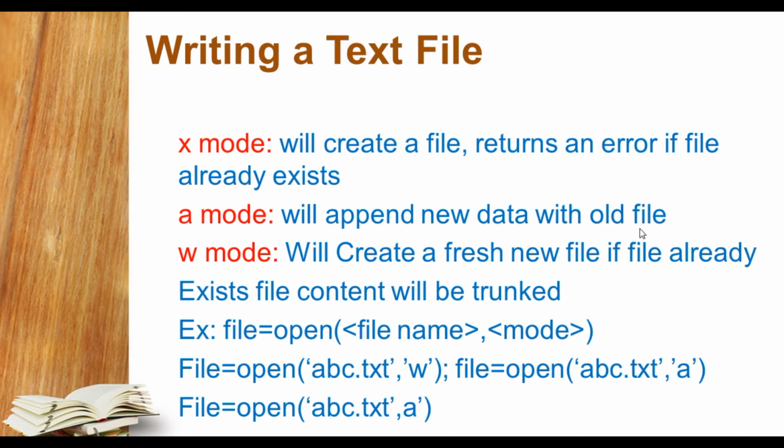Whatever the old content in the file is, it will remain as it is, and the new content will be added after it in that particular file. In X mode it will create a file, and if the file already exists it will give an error. So now an example: file equals open, file name, then comma, mode. File equals open ABC, comma W, write mode, and ABC, comma A, and then file equals open abc.txt comma A. We can place X here also.